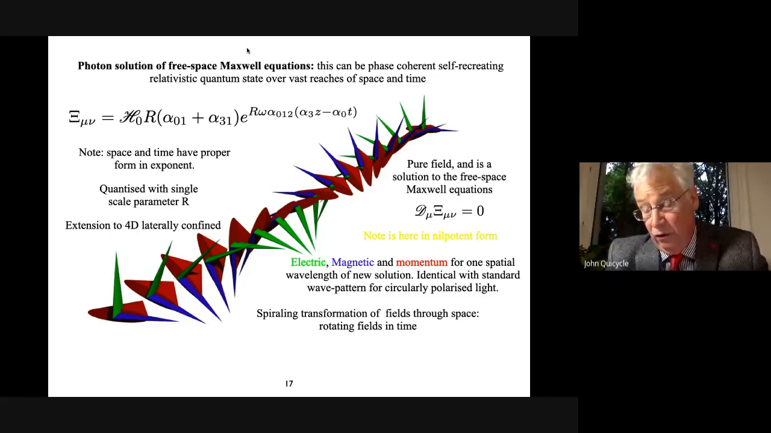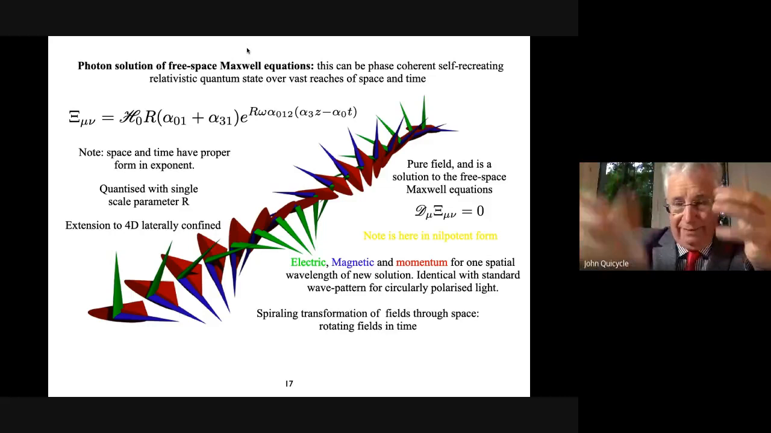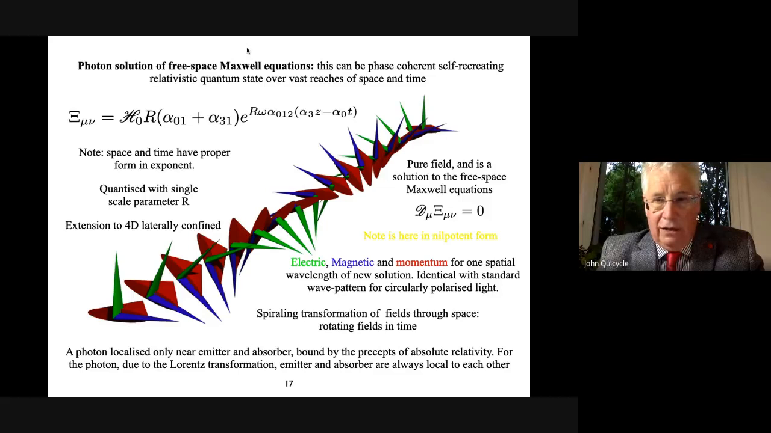If you sit there in space and look at time, space and time act differently. What you see is just rotating fields, the field rotating in a plane as it comes. If you move through space, you see a twist. So what have we got? We've got a photon localized only near the emitter and absorber, and I'm about to come onto this, bound by the precepts of absolute relativity into a form which is more photon-like than the usual solutions of Maxwell's equations.